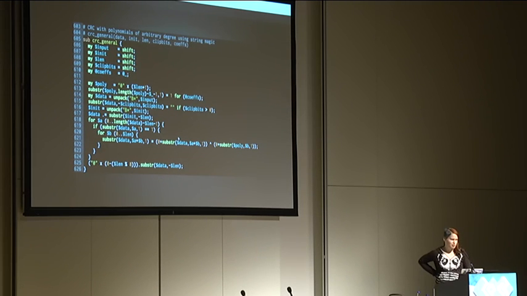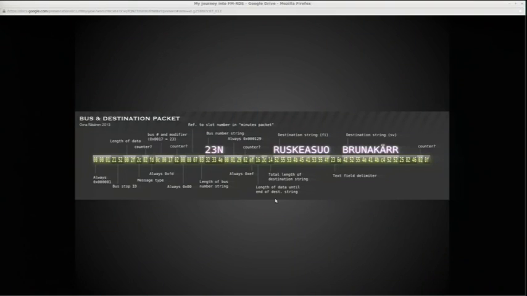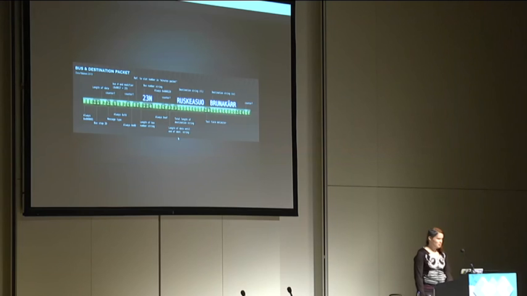So I started looking for any human readable data out of there, because there is no documentation about this. For example, this was one type of packet that I found: Ruskeasuo, Bruna Kärr, that means something for a Finn. It's a place in Helsinki where the bus 23N happens to go. So I figured this could be a packet telling something just generally about buses.